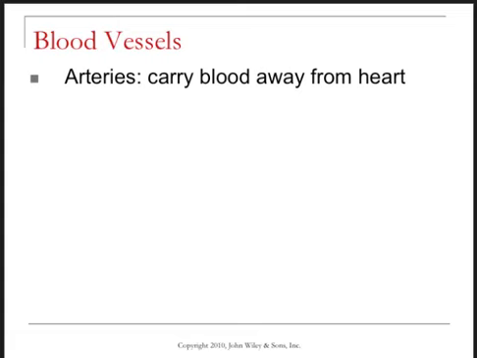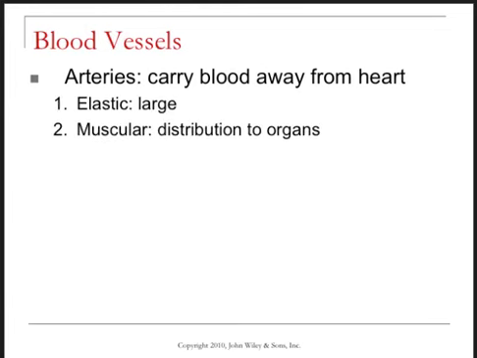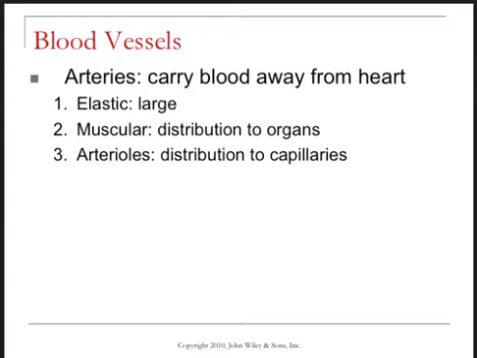So, if we're looking at blood vessels, they come in different flavors. Arteries are the vessels that always carry blood away from the heart. They tend to be rather elastic and rather large in diameter, and they're muscular, and this helps them distribute blood to different organs using a very important feature that we'll talk about in blood vessels, which is vasodilation and vasoconstriction. This is essentially a way for the blood vessel to change its diameter so that it can reroute blood to and from different organs. Arterioles provide distribution to capillary beds.